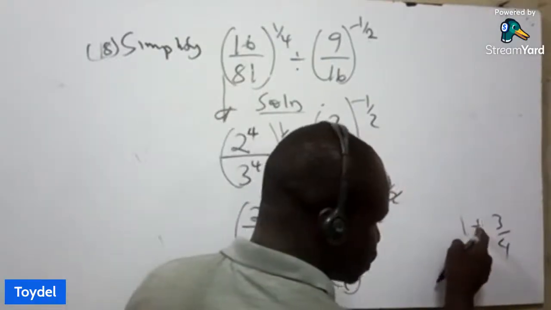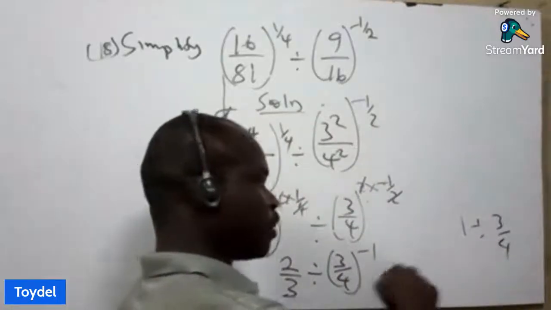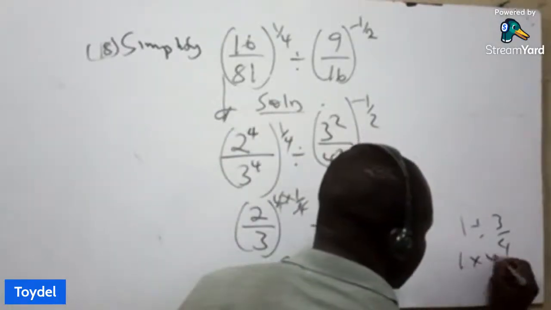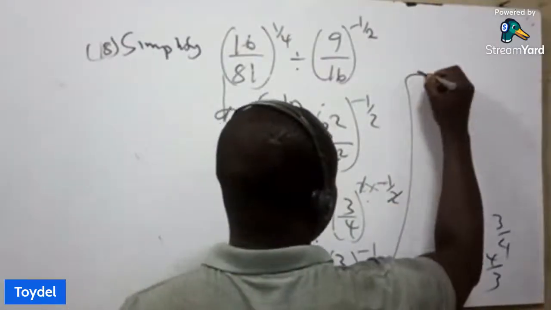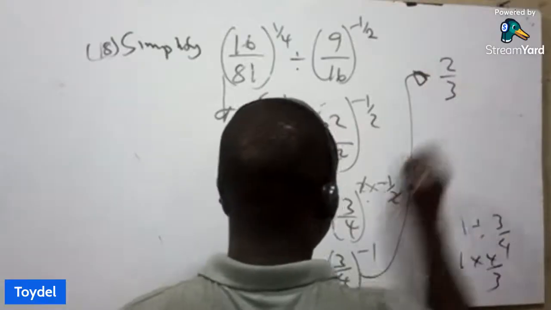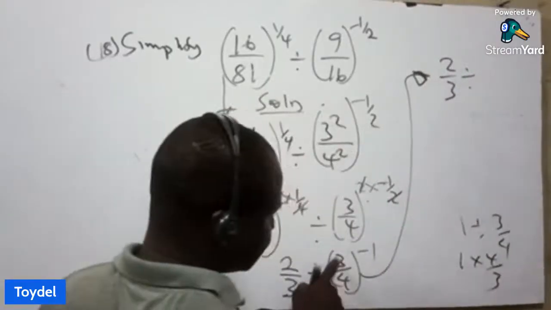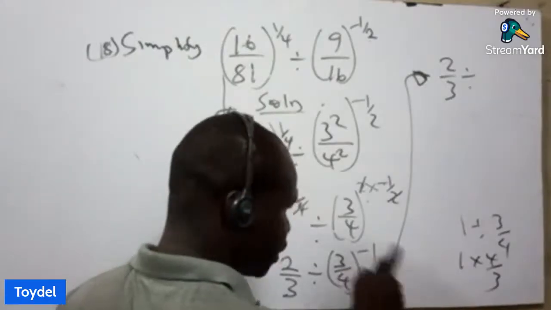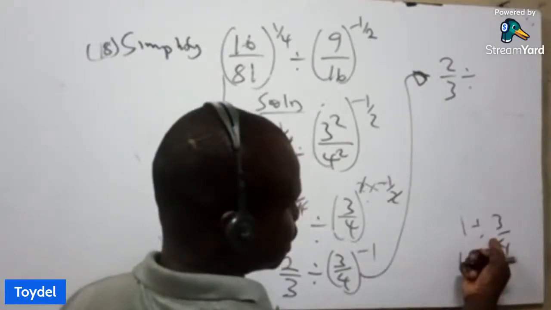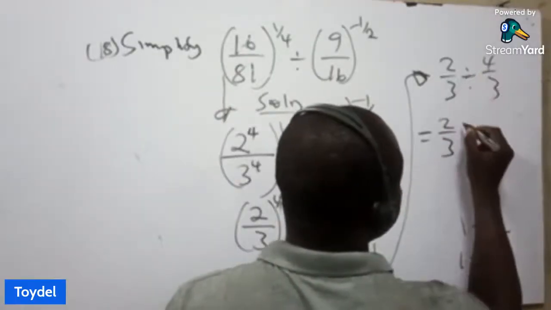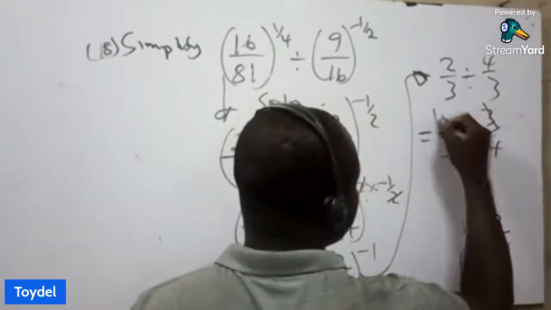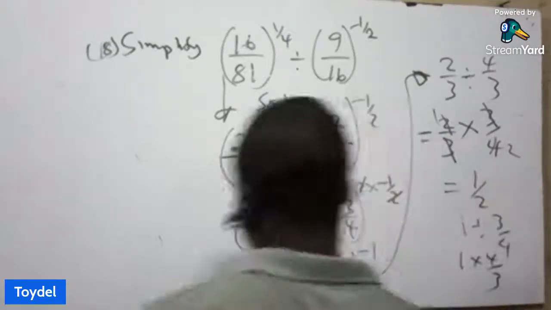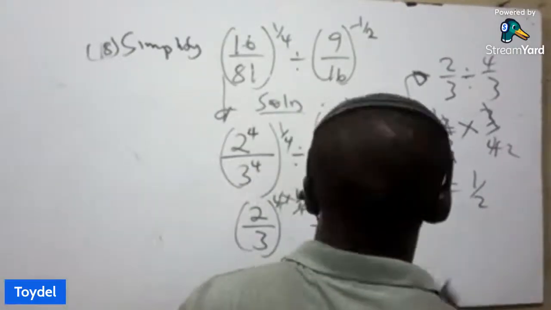Then once we want to change division to multiplication, we are going to turn it over. I'm going to have 1 multiplied by 4 over 3. So from here, I'm going to have 2 all over 3 divided by, instead of 3 all over 4 everything raised by minus 1, I'll change it to 4 over 3, as we have seen here. So this will be 4 all over 3. Then finally, I'm going to have 2 all over 3, and when I change this, I'm going to have 3 all over 4. 2 will cancel 2. Then here 1, here 2. The final answer will be half.